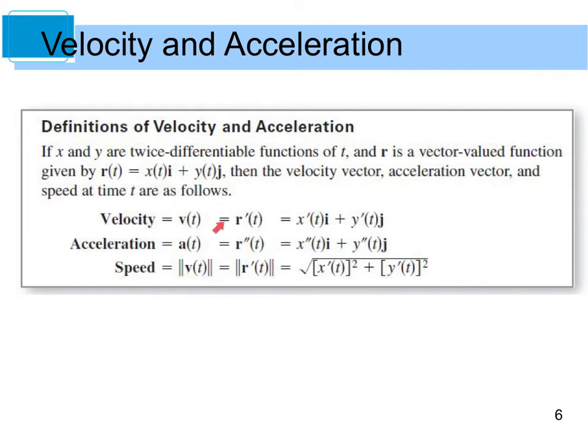So my velocity is my first derivative. Take the derivatives of the component vectors. My acceleration is my second derivative of the component form. My speed is the magnitude of my velocity, which would be the magnitude of my first derivative, which is my distance formula using my derivatives here.